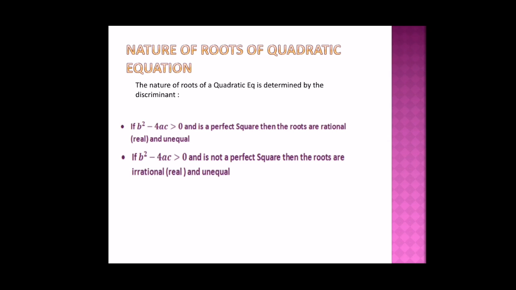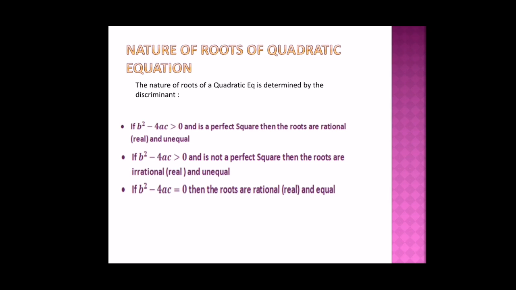The second rule is: if b square minus 4ac is a positive value again, but the difference between the first and the second rule is that in the first one it was for a perfect square number, while in the second one the discriminant is positive but is not a perfect square. So if the discriminant is positive and not a perfect square, then the roots are irrational and unequal.